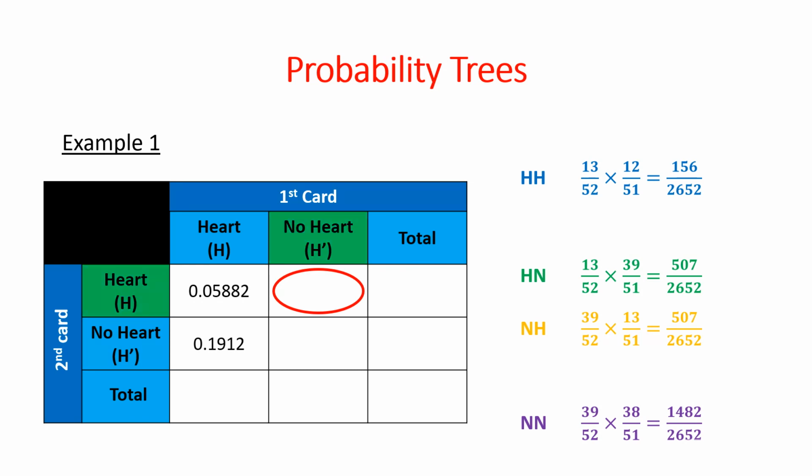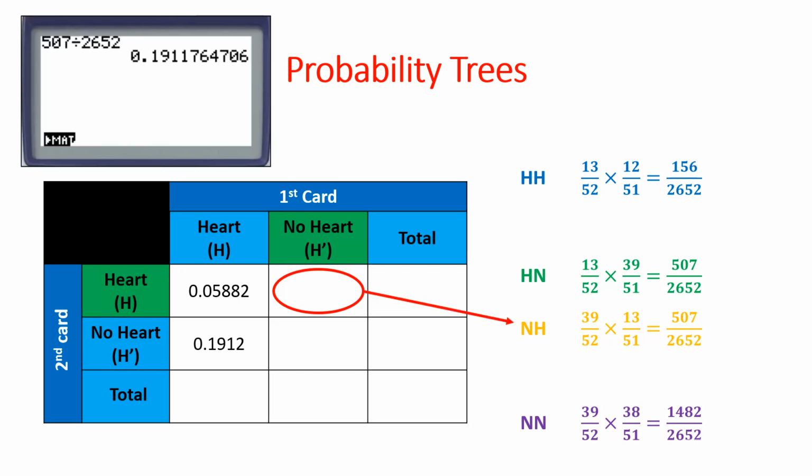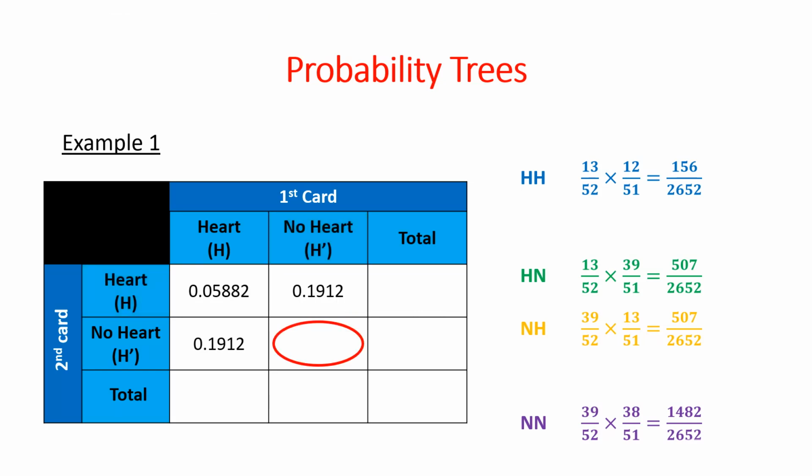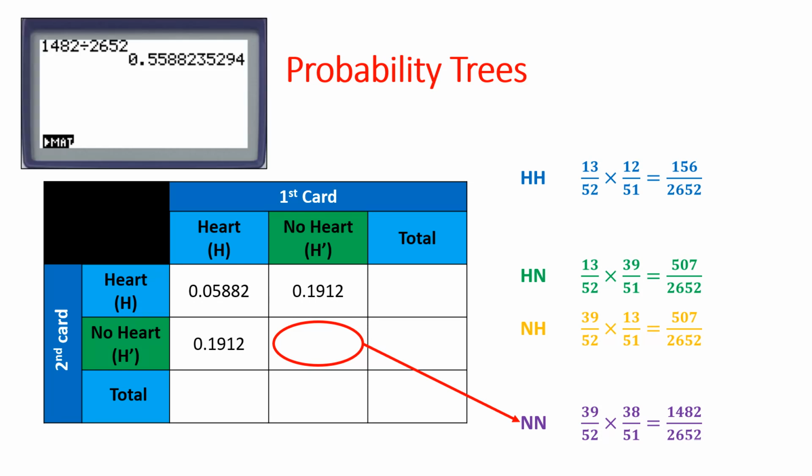Right, this box represents getting a no heart for our first card and a heart for our second card, which is this scenario here. So once again, let's convert this to a decimal and round it to 4 significant figures, 0.1912. And then this last box here represents a no heart for the first card and a no heart for the second card, 2 no hearts, which is this last scenario. And we're once again going to round it to 4 significant figures and pop it into this box.